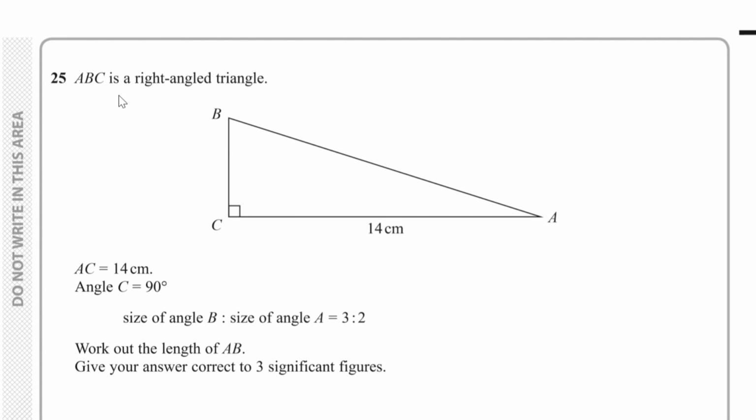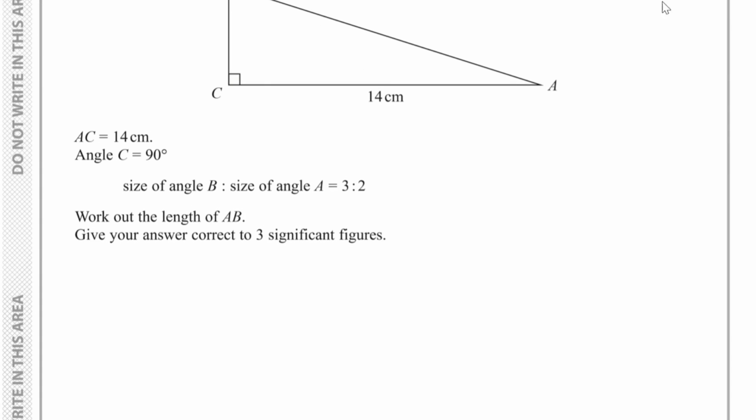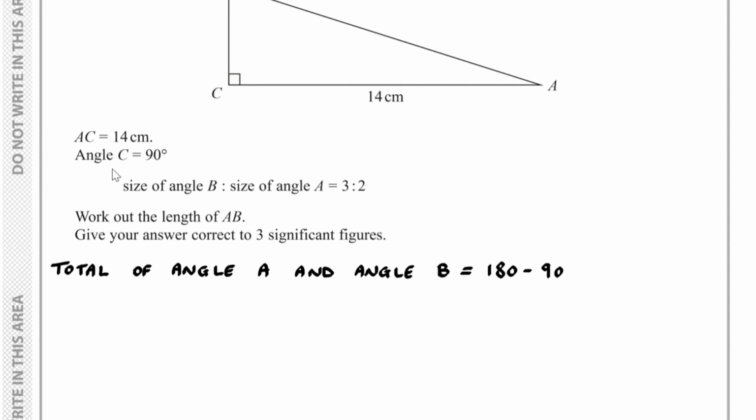Question 25. ABC is a right angle triangle. We've got AC, which is 14 centimeters, and the angle C, which is 90 degrees. The size of angle B to the size of angle C is in the ratio 3 to 2. And what we have to do is work out the length of AB to 3 significant figures. Well, if I've got 90 degrees here, that means the total of angle A and angle B, we've got 180, subtract this 90, and it turns out the total of angle A and B is equal to 90.